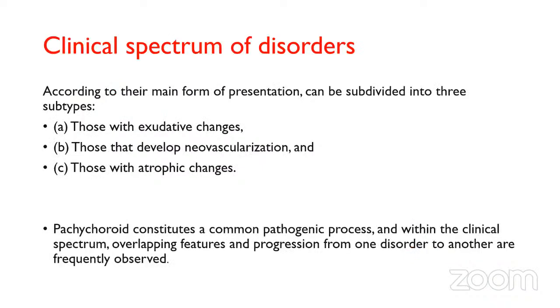Then the clinical spectrum of disorders can be divided into three subtypes: those with exudative changes, those with developed neovascularization, and those with atrophic changes. So pachychoroid constitutes a common pathogenic process, and within the clinical spectrum, overlapping features and progression from one disorder to another are frequently observed. There is no distinct entity; they are all one common pathogenic process in this spectrum.